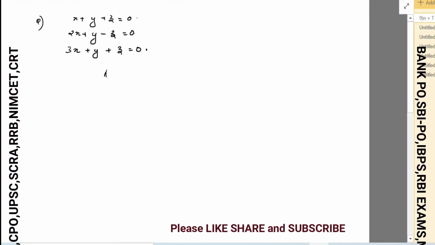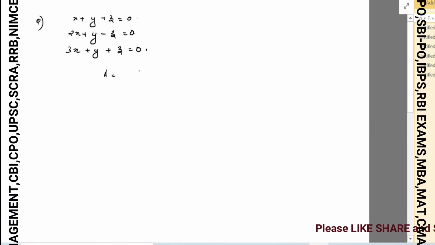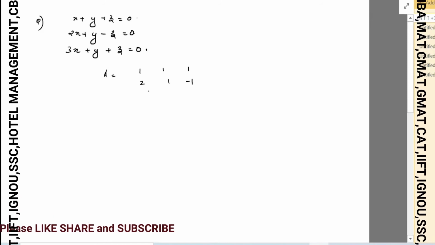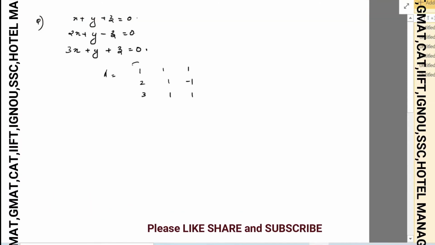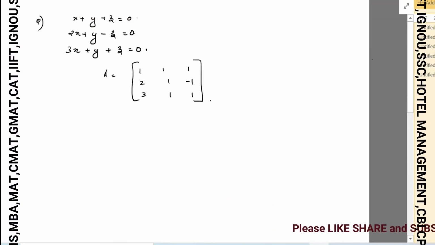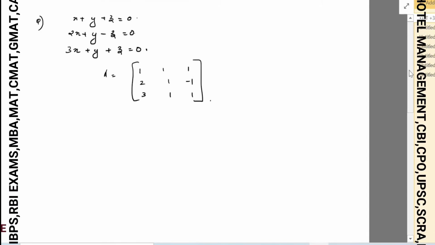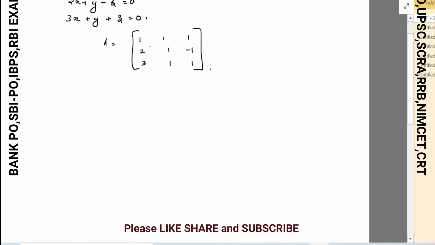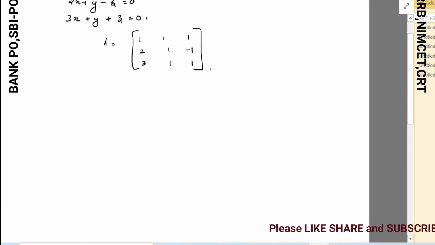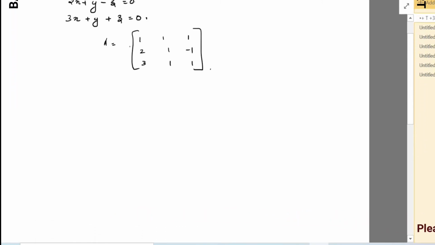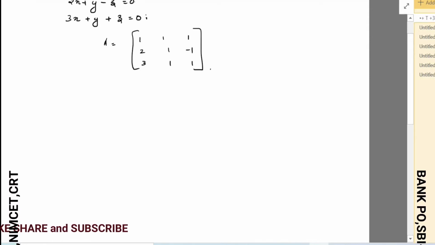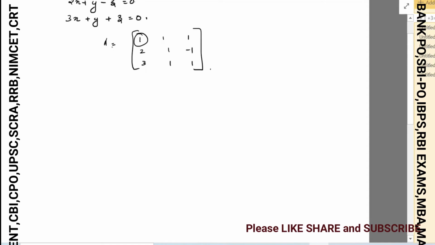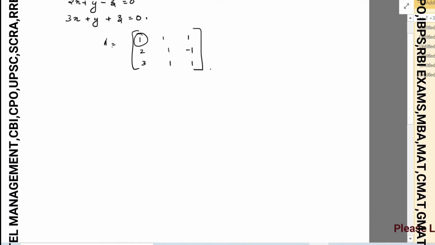The coefficient matrix is A equal to 1, 1, 1, 2, 1, minus 1, 3, 1, 1. And next we have to reduce this matrix into echelon form. So what operations can we use to reduce it into echelon form? Mark the first leading coefficient, which is 1, and make all the entries below it as 0.